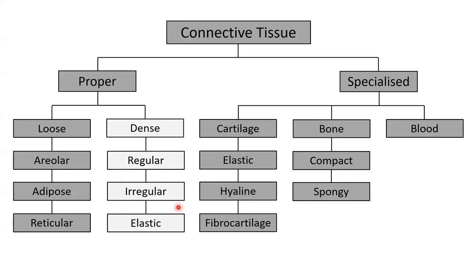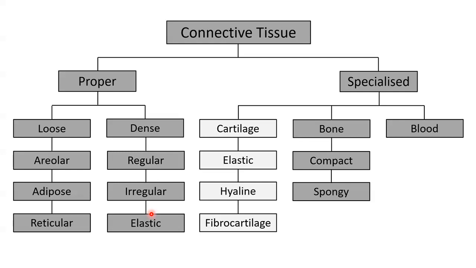Our irregular connective tissue is also made up mostly of collagen fibres, but this time not in parallel, so it's a bit of a mess how they're all arranged. Our elastic connective tissue is made up of mostly elastic fibres. So this obviously allows that tissue to stretch and recoil.